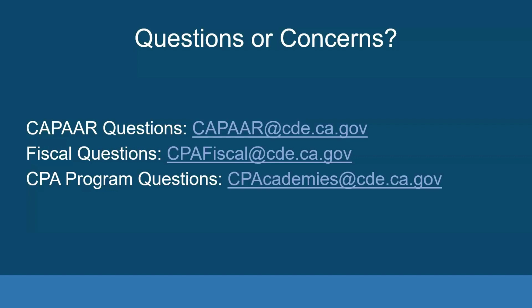So here's another question. I'm the fiscal analyst that took over and I don't have access to last year's documents. Which email should she email? If you don't have access, you might want to email our fiscal team at cpafiscal@cde.ca.gov. They would be able to provide documentation regarding any grants that were given out. And if you need a login, please provide your CPA ID and school, of course.